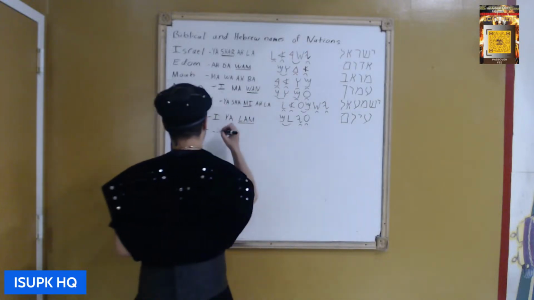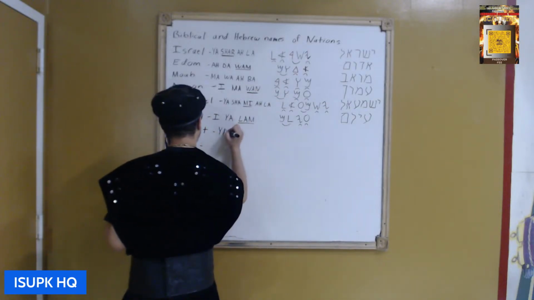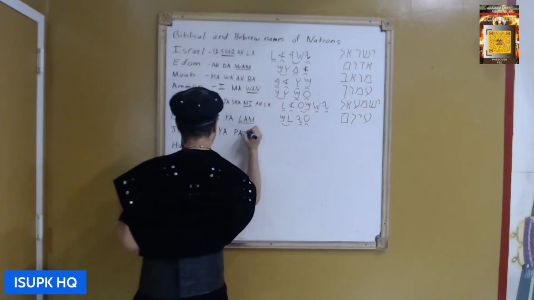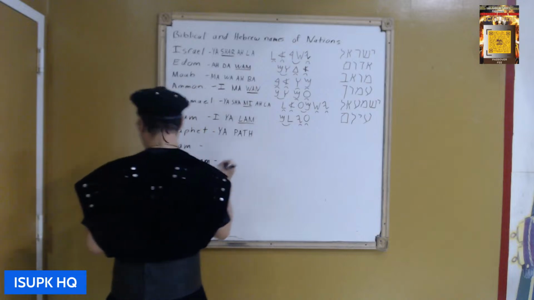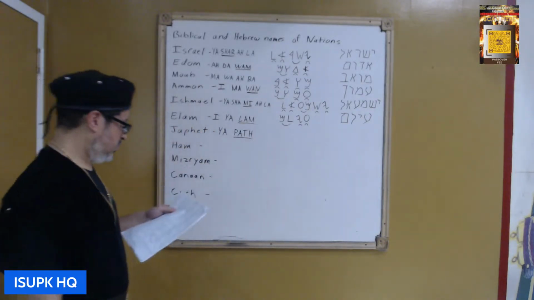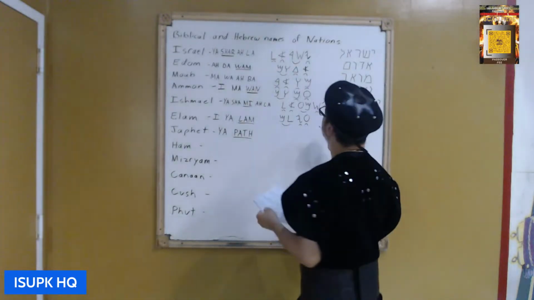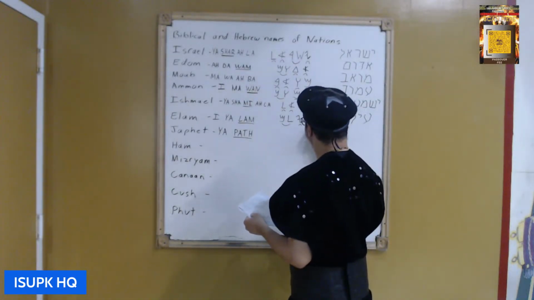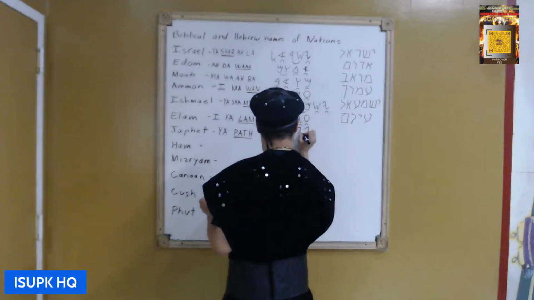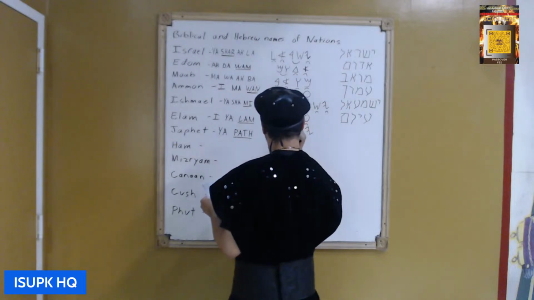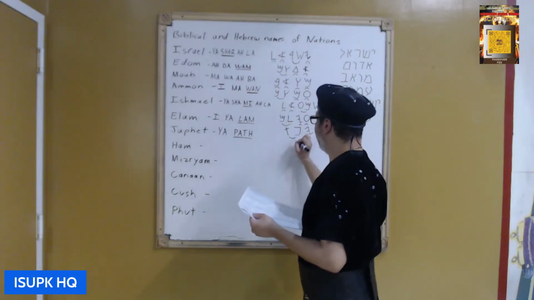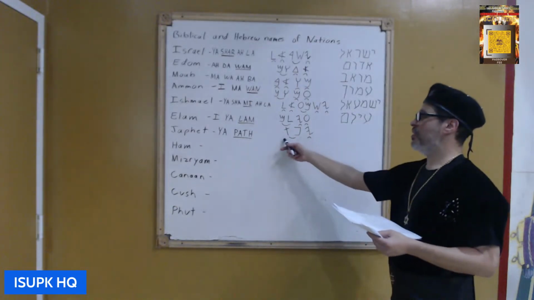Japhet is Ya, Path. And the path is connected. So you have Ya, Pa, and the Tha. So the Ya, Path. These two are connected.